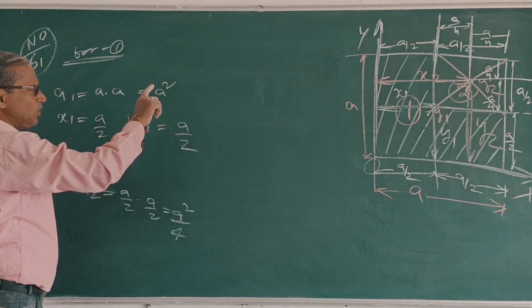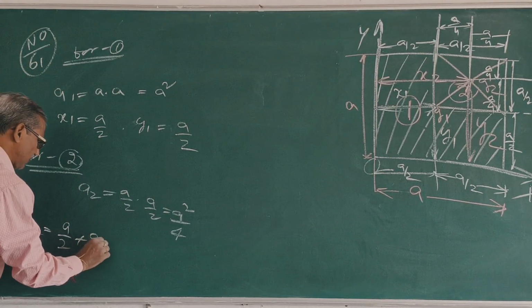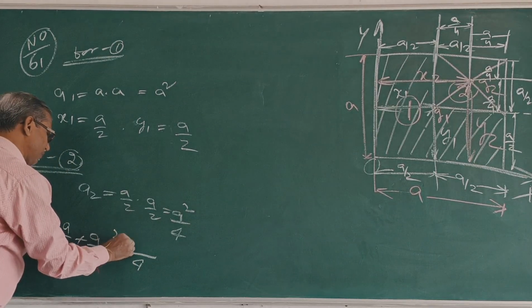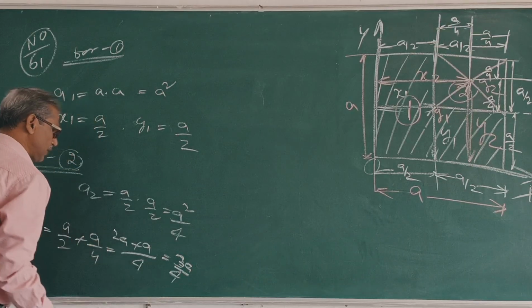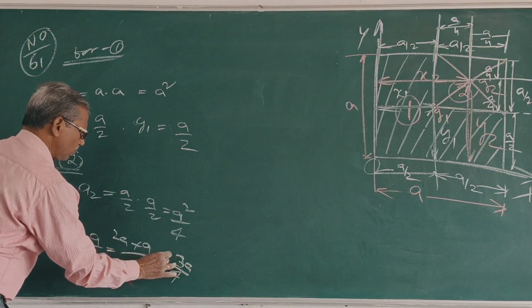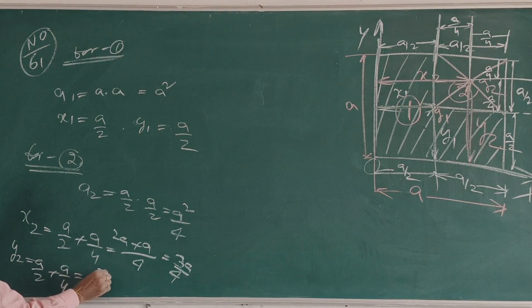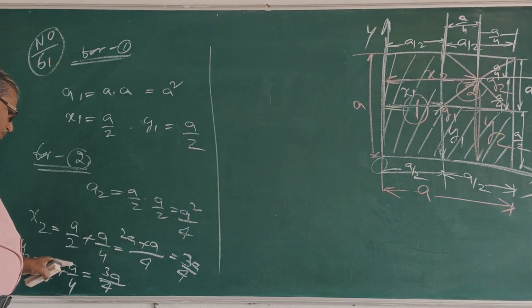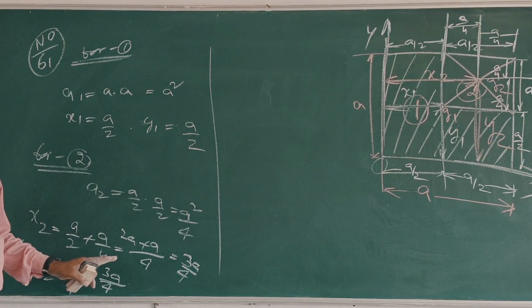So what is x2? x2 is equal to a by 2 plus a by 4, with denominator 4: 2a plus a, 3a by 4. Similarly, y2 is also a by 2 plus a by 4, which is 3a by 4. Clear? Now we have area A1, x1, y1, A2, x2, y2.